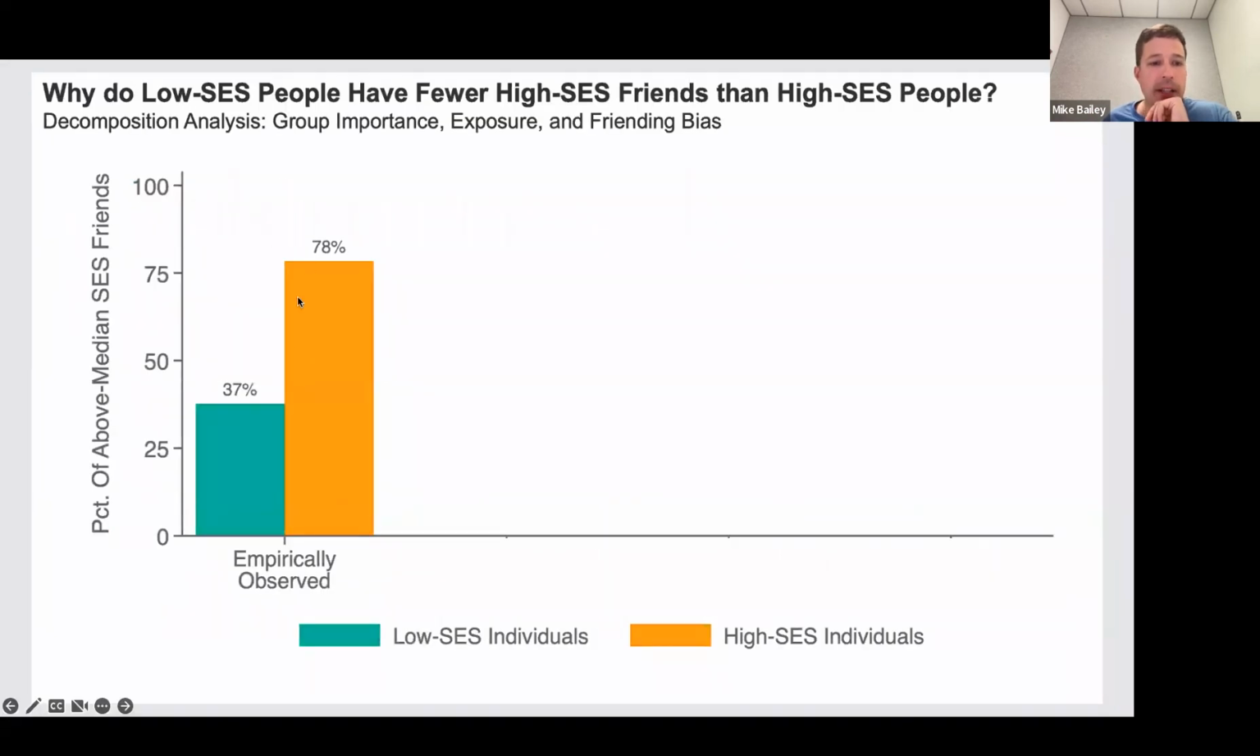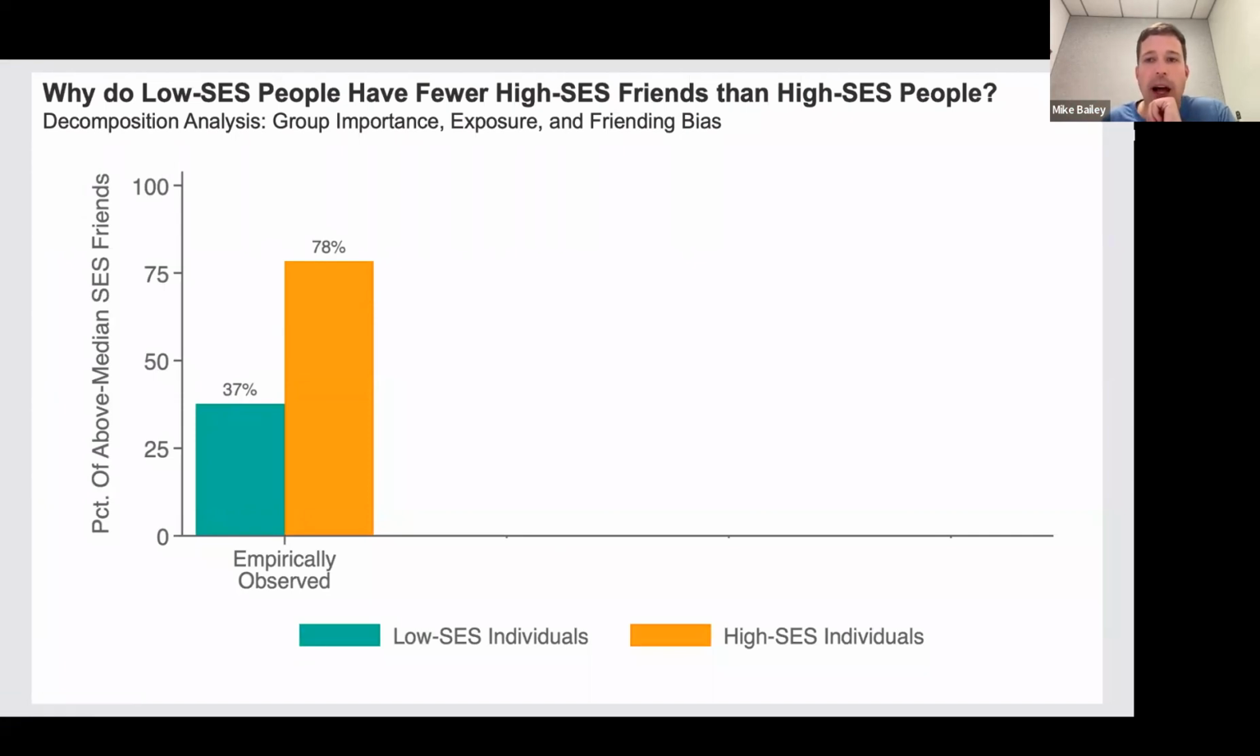So again, the empirically observed gap is 37% of the friends amongst the low SES are high SES, whereas it's 78% for high SES people. So that's the gap we want to explain.